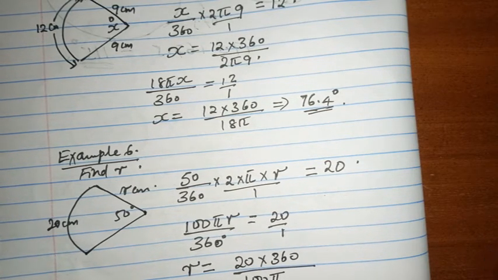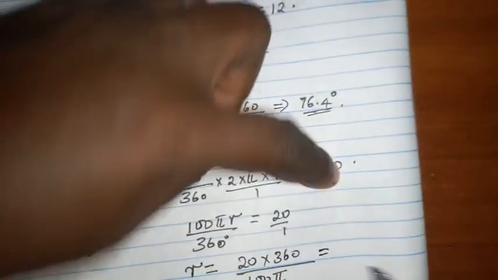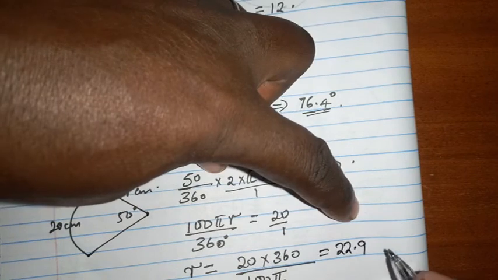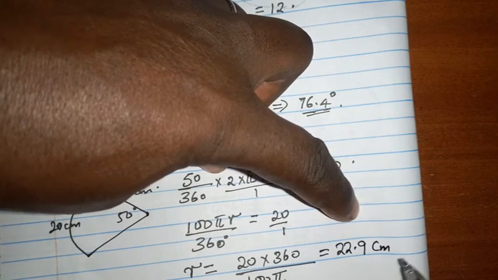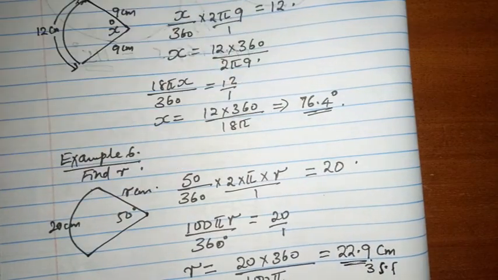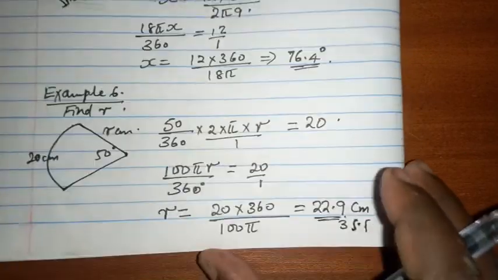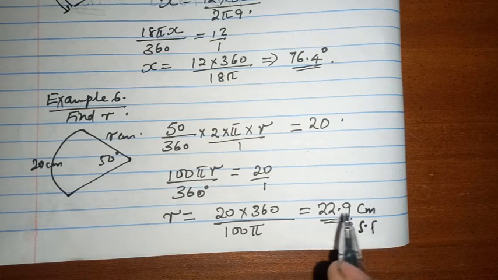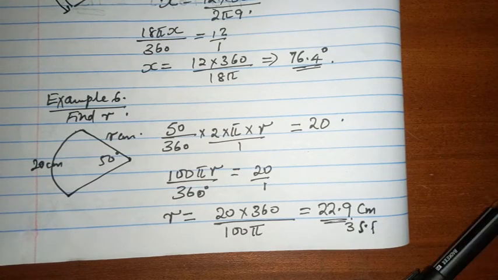And this is what is going to give us 22.9 centimeters to 3 significant figures. That is just like it. That is simply what we have obtained, and that is it. So at the end of the day, you have been able to find the angle, to find the radius, and to find the arc length. All right.